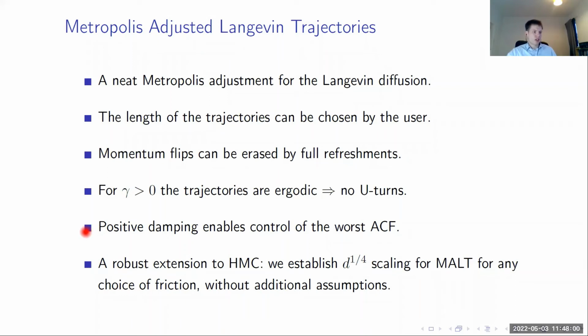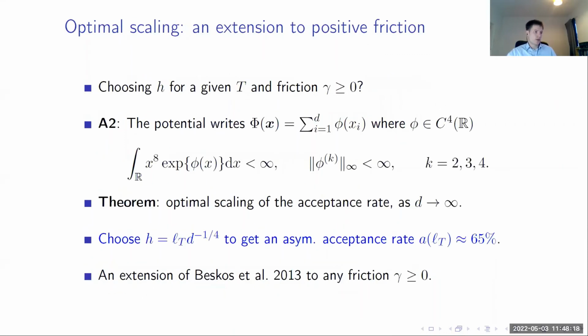So we have illustrated the fact that positive damping can enable control of the worst ACF and therefore enable robustness of the choice of integration time t. And we illustrate in the next slide that this algorithm enjoys similar properties to HMC when studying its scaling limits. In particular, we recover the dimension to the 1/4 scaling for any choice of friction without additional assumptions. Right? So this is the point of this slide.